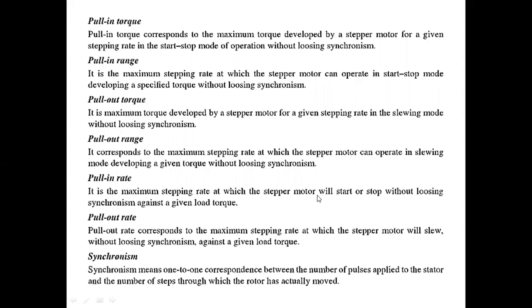Next one, pull-out torque. It is the maximum torque developed by a stepper motor for a given stepping rate in the swing mode without losing synchronism. Swing mode and also the start-stop mode, these are the two values we have here. Next one, pull-in rate. It is the maximum stepping rate at which the stepper motor will start or stop without losing synchronism against a given load torque.